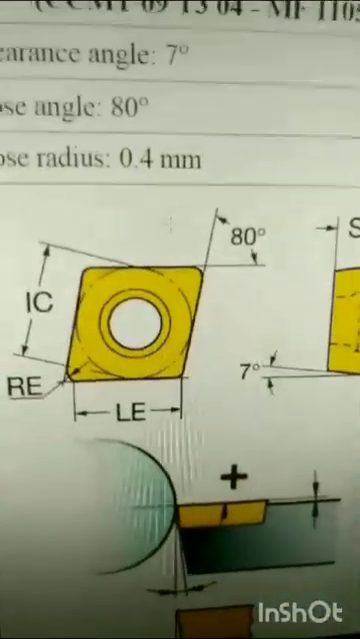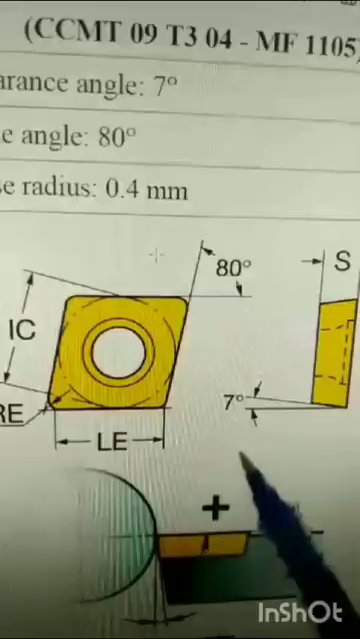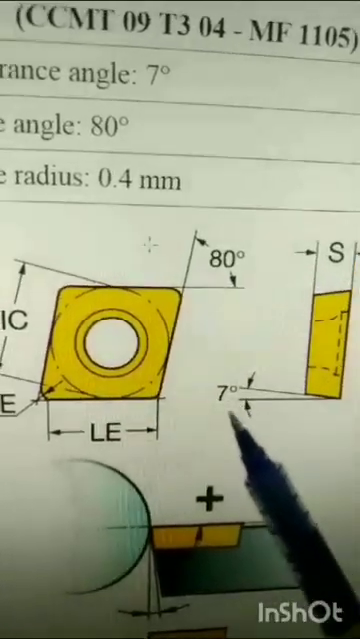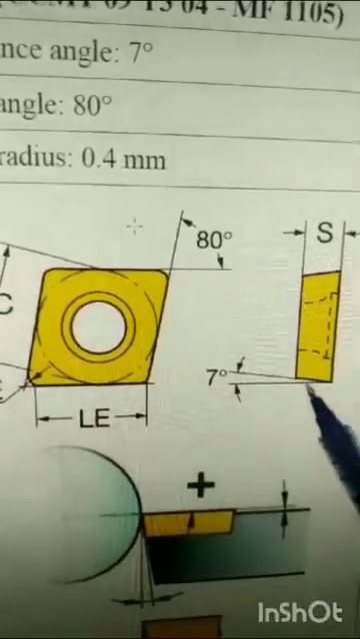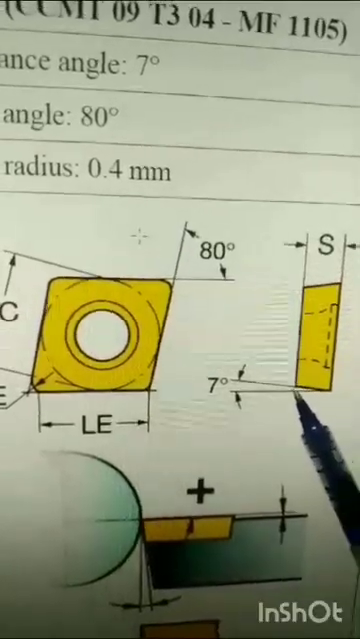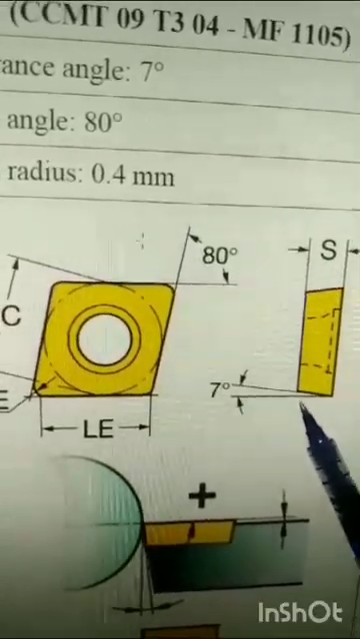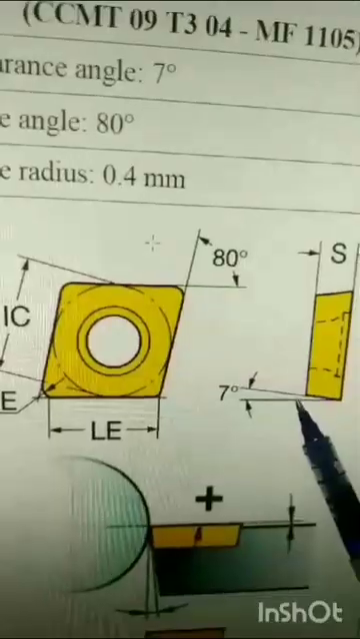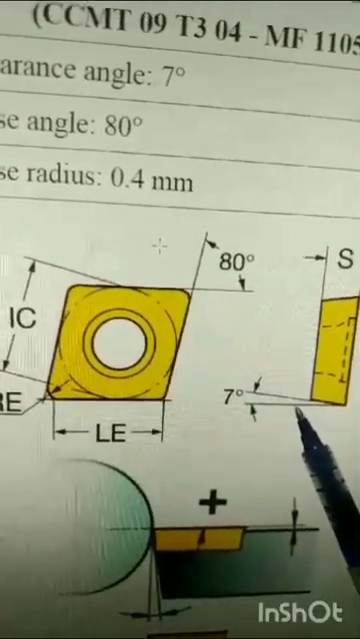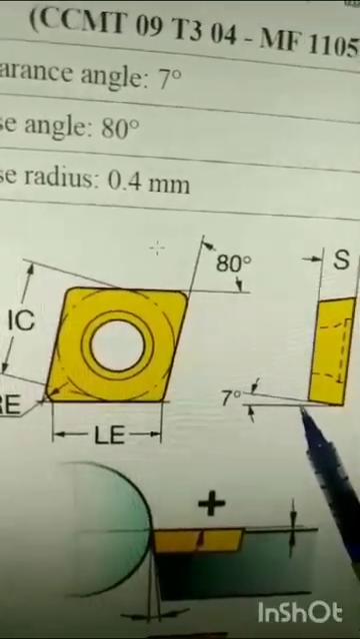Whereas in case of positive tool insert, we can see that the tool insert has an angle less than 90 degree. So here we can see that the flank face is inclined, and in our case the positive tool insert has a clearance angle of 7 degree.